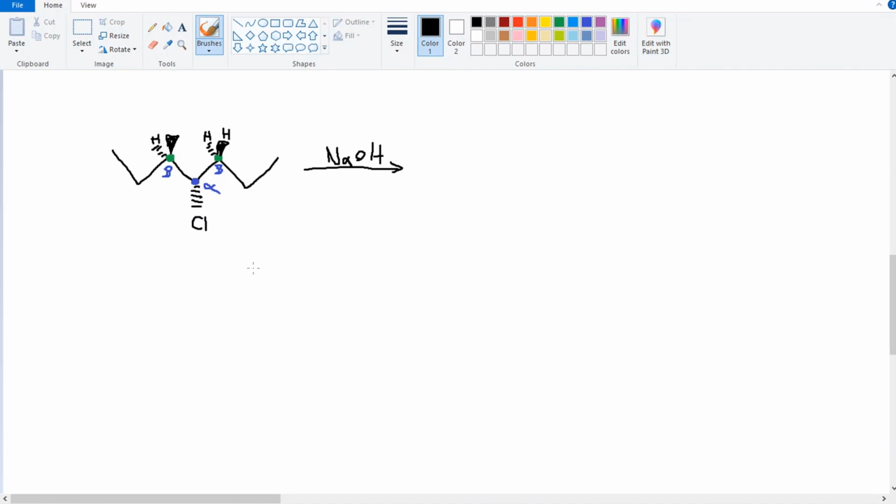Now, which side would this OH prefer to take a hydrogen from? Which way is going to be preferred? Which side is going to be preferred that that hydrogen gets ripped off of? The left side or the right side? What do you think? The right side, the one with the two hydrogens? No. Why would it not be the right side that's preferred?